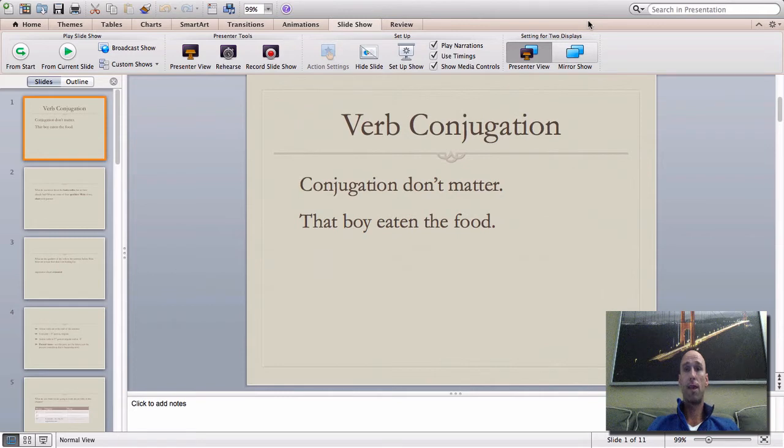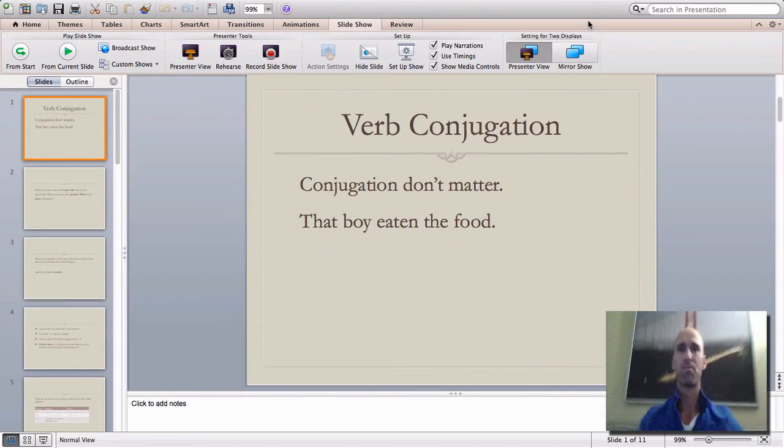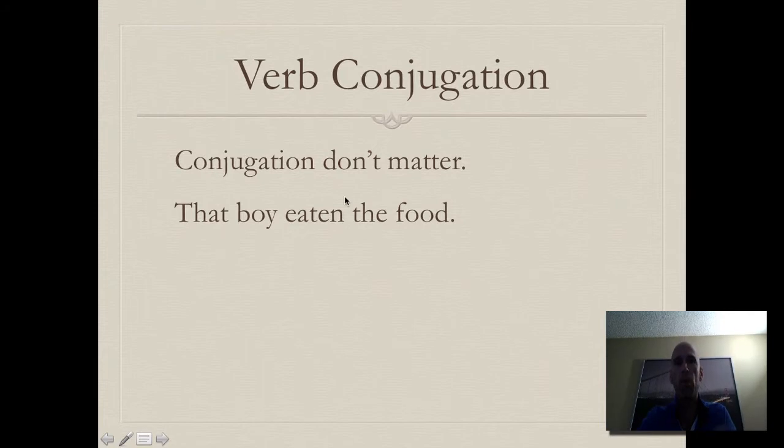Hey, alright, today we are going to be learning about verb conjugation. So, let's watch the slideshow. Verb conjugation.